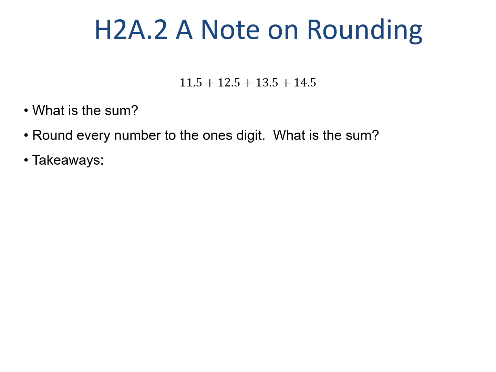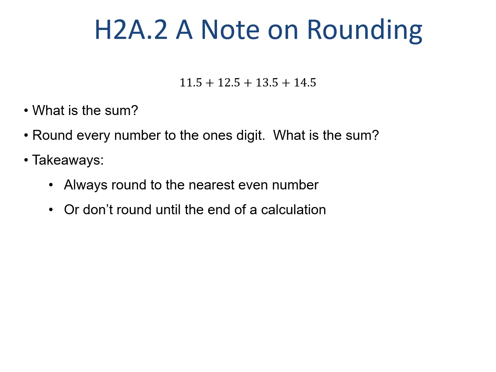Instead, you should always round to the nearest even number because it prevents creating systematically high results, or even better, don't round until the very end of a calculation.